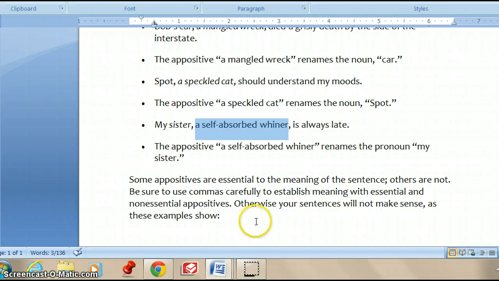Some appositives are essential to the meaning of the sentence and others are not. If it is essential to the meaning of the sentence, then you do not need commas. If it is non-essential, then you do. For example, this is just additional information that I do not need in my sentence. That's why I have to set it off with commas.